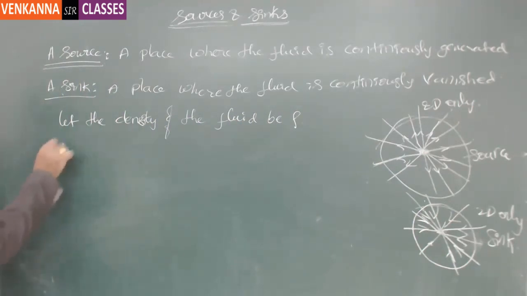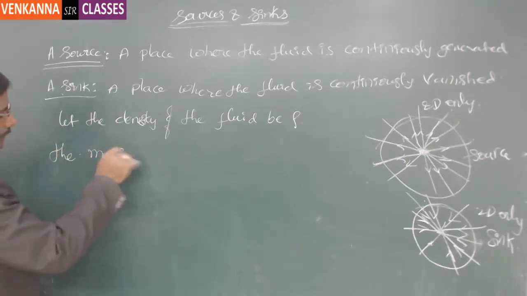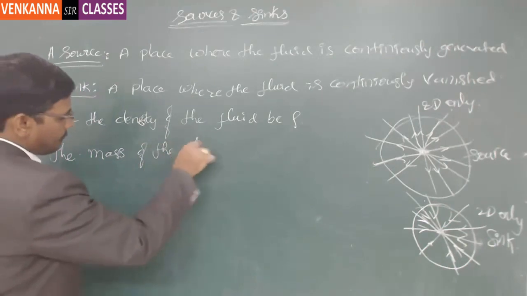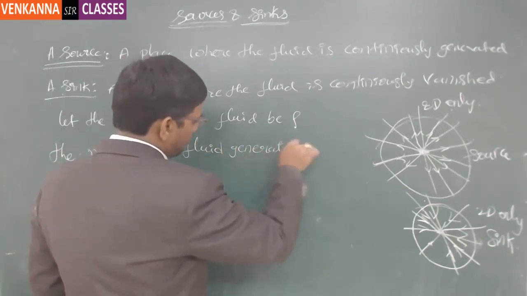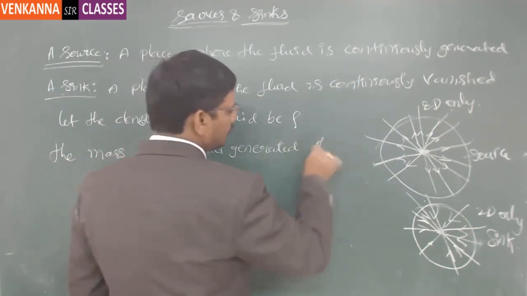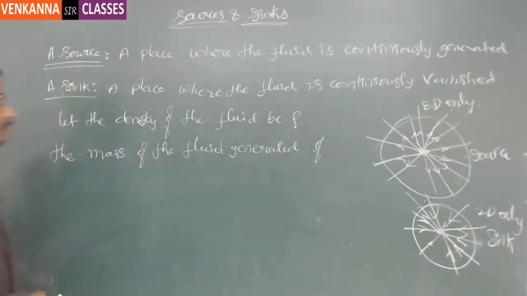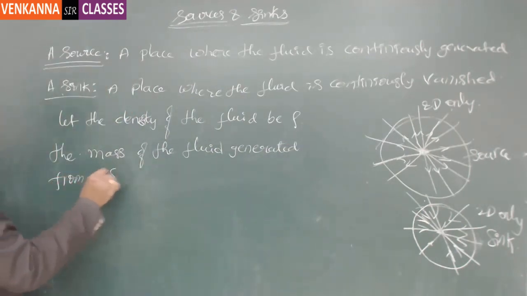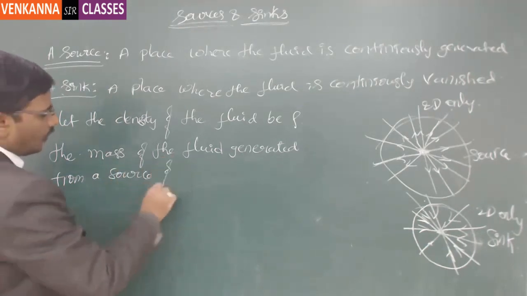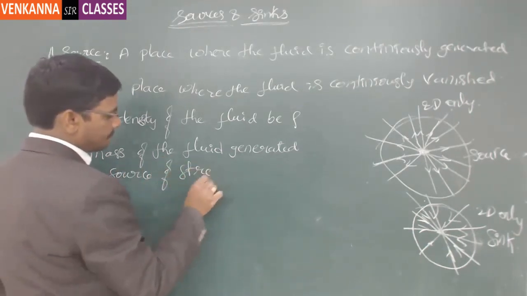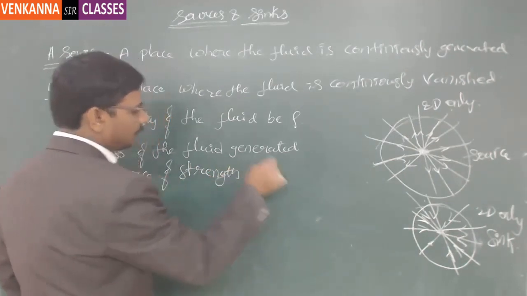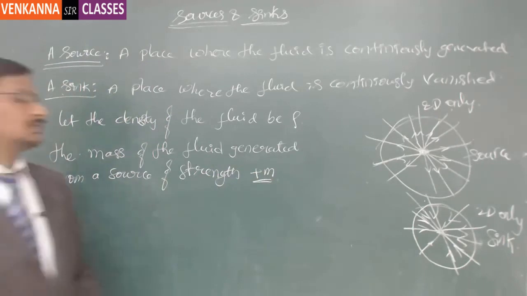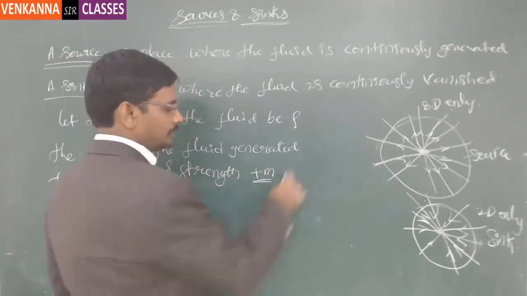Now the mass of the fluid generated from a source of strength plus m. This is usually represented with the letter m. Source is with plus m and sink with minus m.